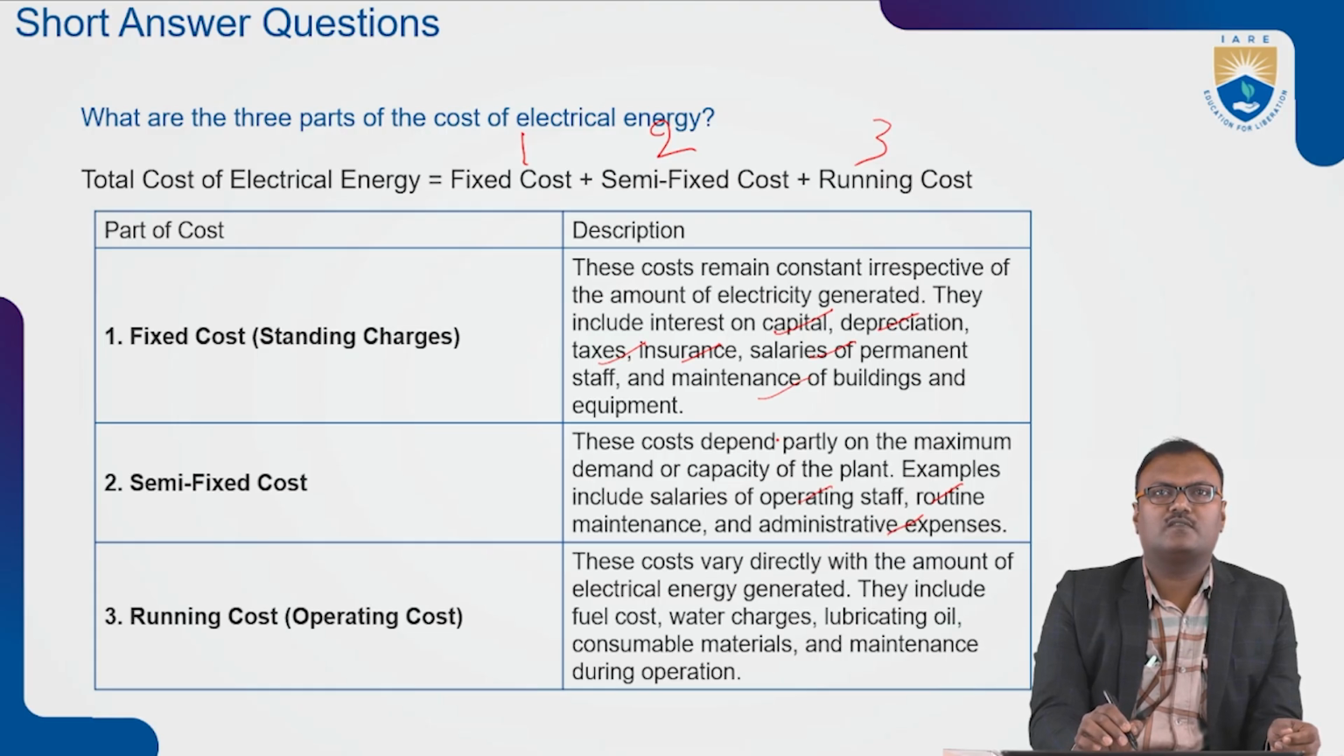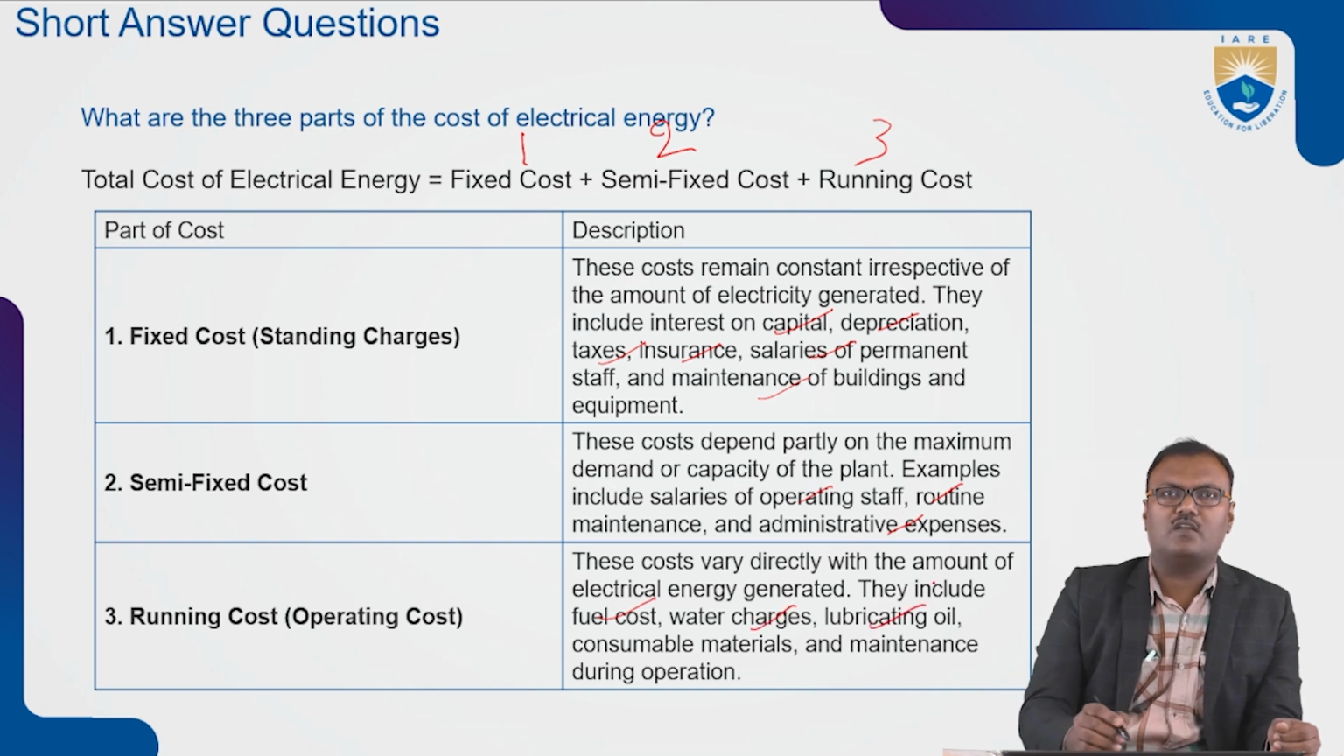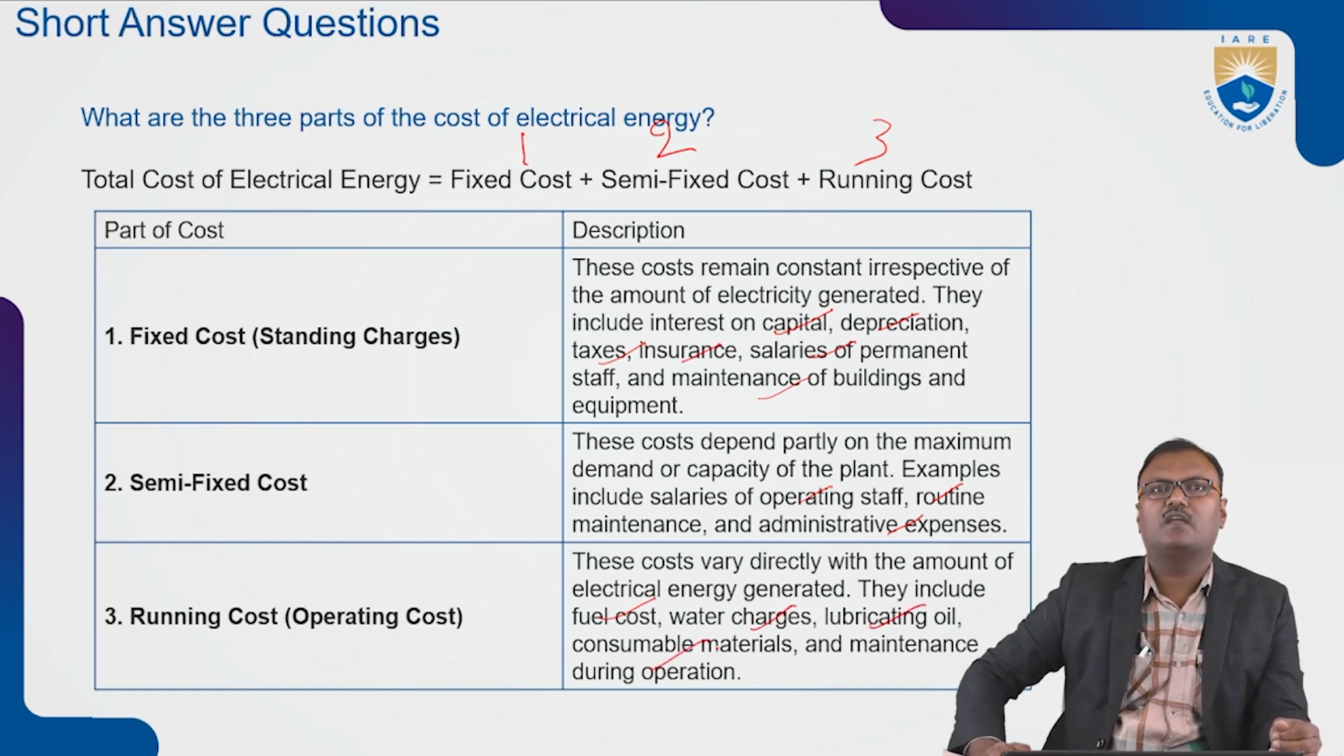And running costs, these vary directly with respect to the amount of electricity generated. This includes fuel cost, water charges, lubrication, oil, and consumable materials, and maintenance during operation.